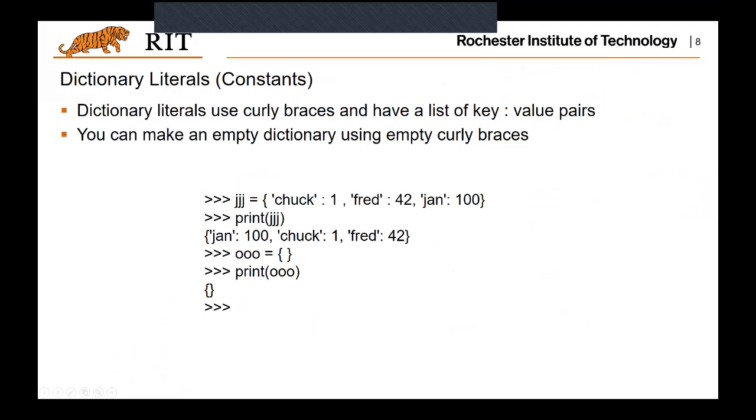That's the so-called dictionary literal, which is exactly what you are asking for. You are creating a new dictionary called JJJ, with these three, Chuck, Fred, Jane, with some values there, and assigning it to a new variable JJJ. Or you could just use curly braces without putting any keys and values, and Python will automatically consider this OOO an empty dictionary without anything there.